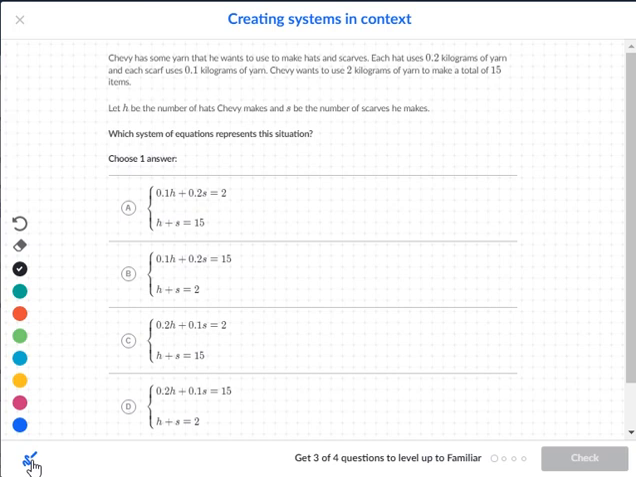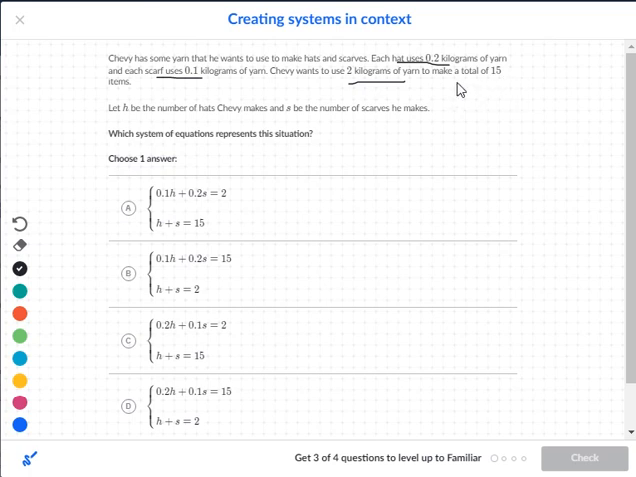Chevy has some yarn that he wants to use to make hats and scarves. Each hat uses 0.2 and each scarf uses 0.1 of the yarn. Chevy wants to use 2 kilograms of yarn to make a total of 15 items.